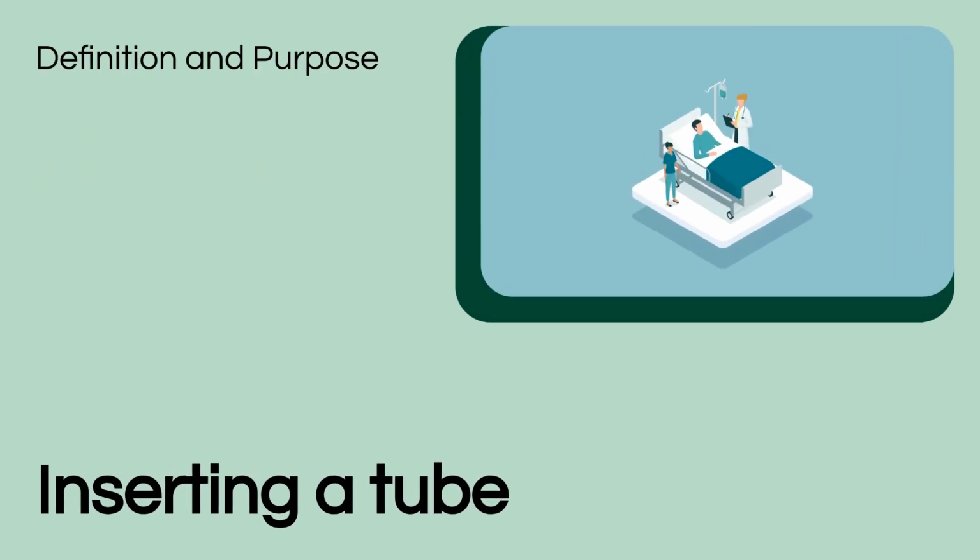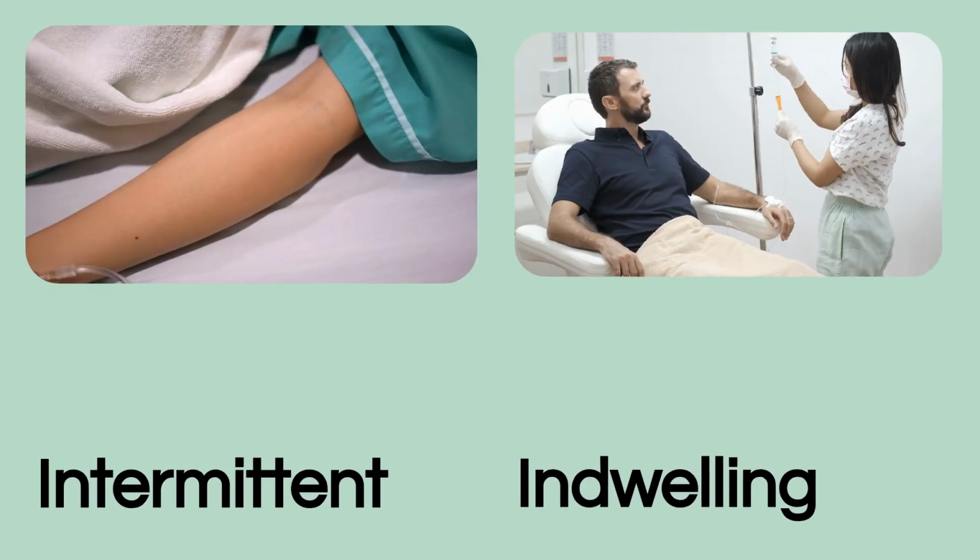Urethral catheterization involves inserting a tube into the bladder via the urethra to allow free urine drainage or to inject liquids for diagnosis or treatment. There are two main methods.